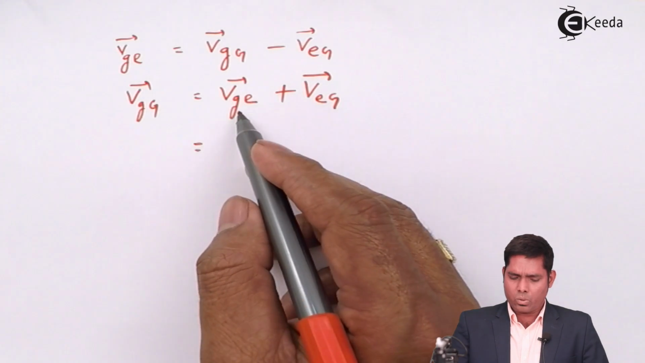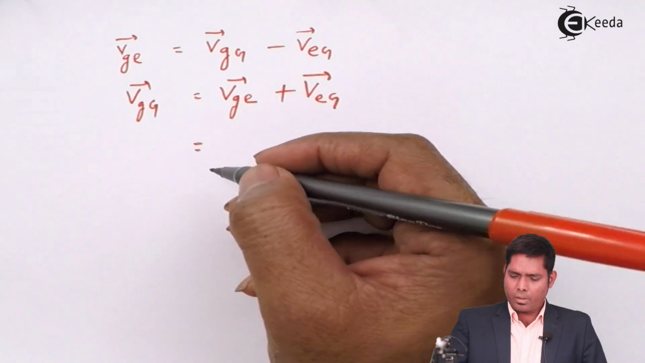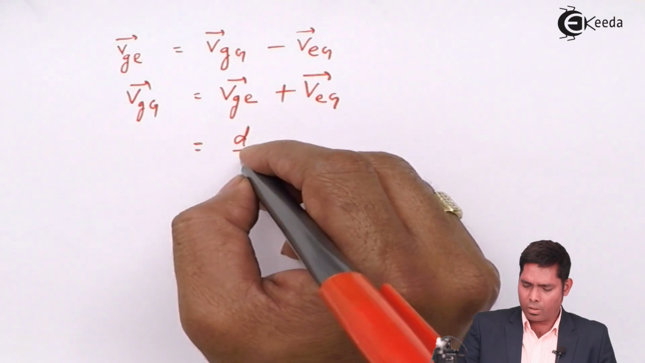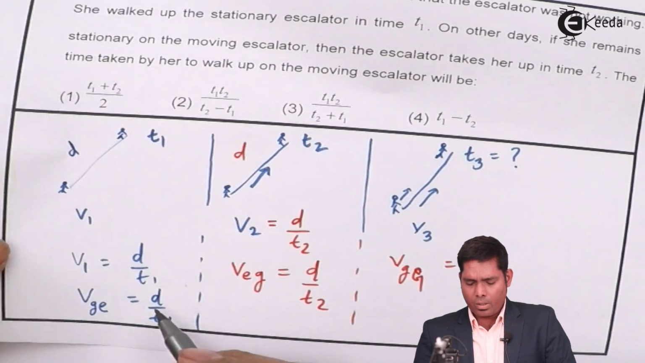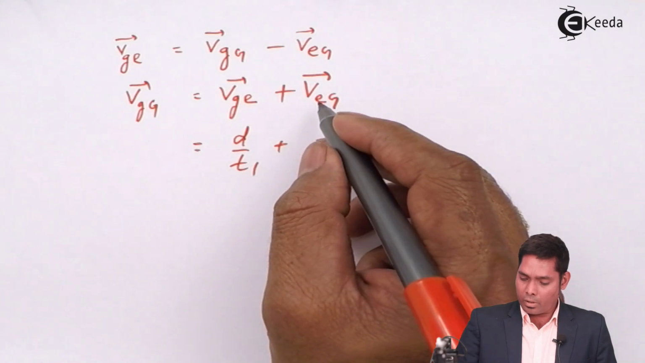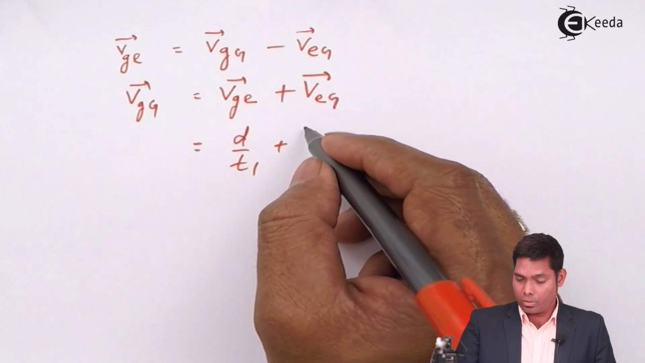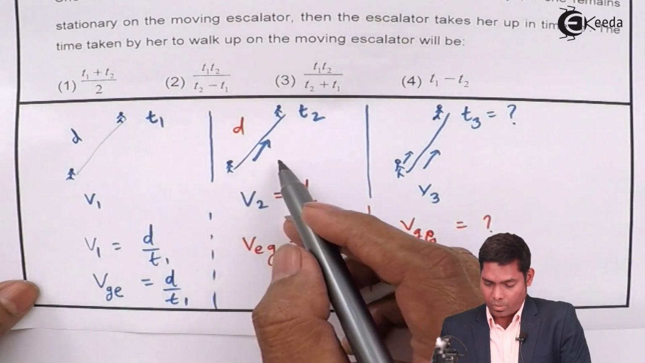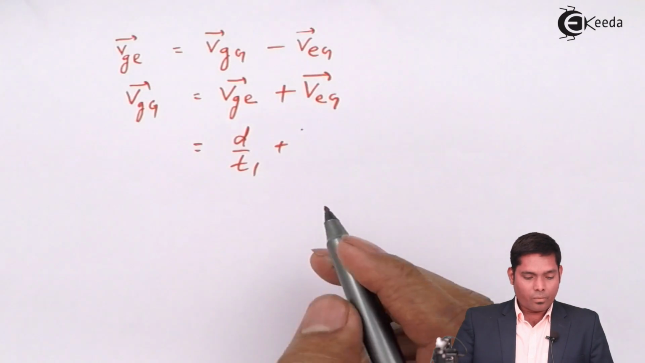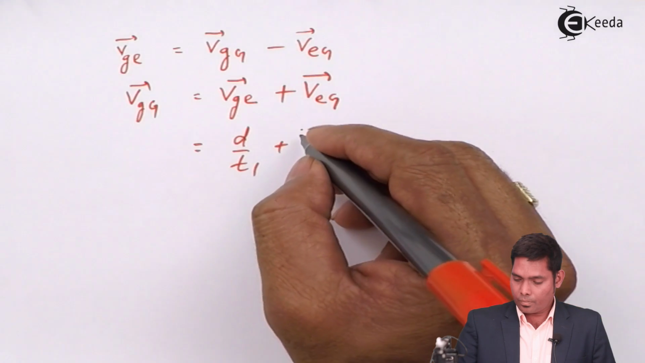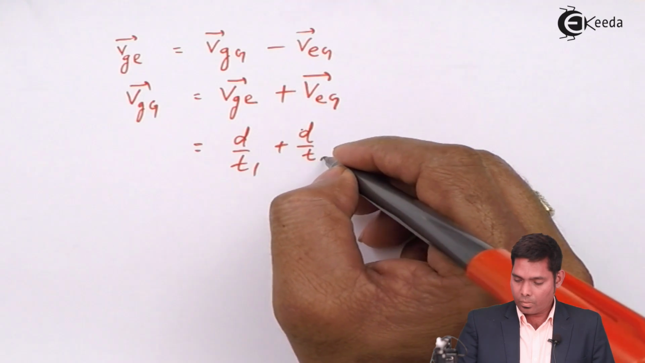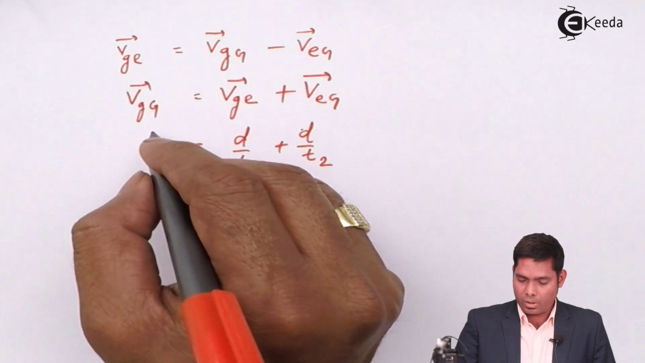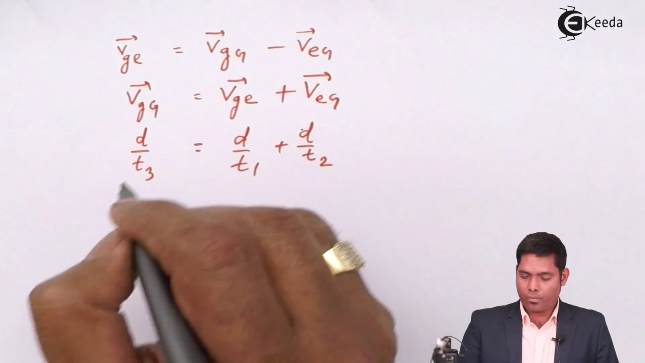Velocity of girl with respect to escalator is given as d over t1, you can see here, and the velocity of escalator with respect to ground is d over t2. And velocity of girl with respect to ground is d over, suppose, t3.